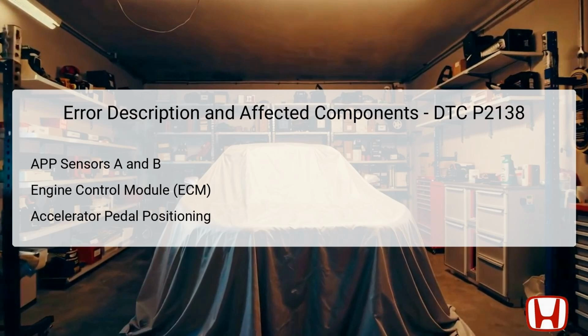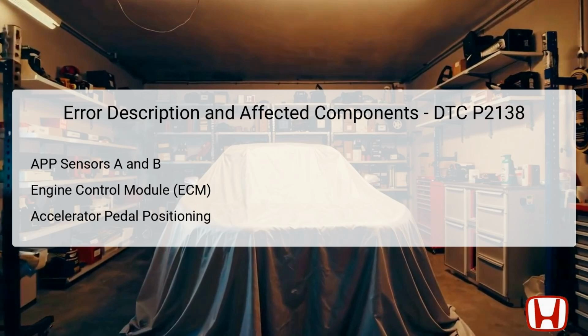The DTC P2138 primarily involves the APP sensors A and B, which play a vital role in translating the accelerator pedal's position into electrical signals for the ECM. These sensors are located beneath the accelerator pedal assembly. The voltage outputs from these sensors are compared by the ECM, and any incorrect correlation will lead to triggering of the P2138 code. The ECM, or Engine Control Module, is the brain of the vehicle's engine management system, utilizing these sensor signals to regulate fuel injection and throttle response.